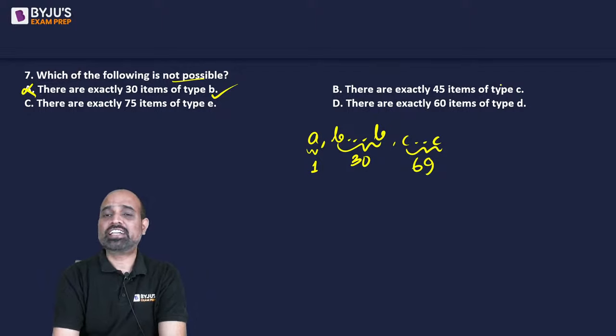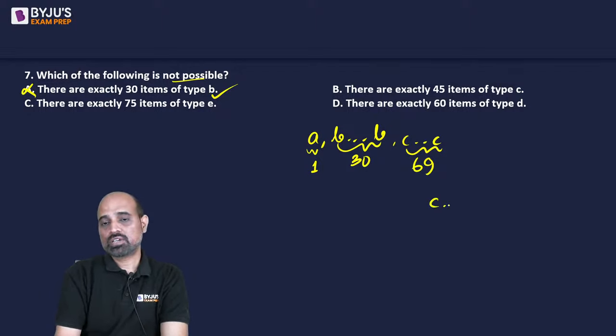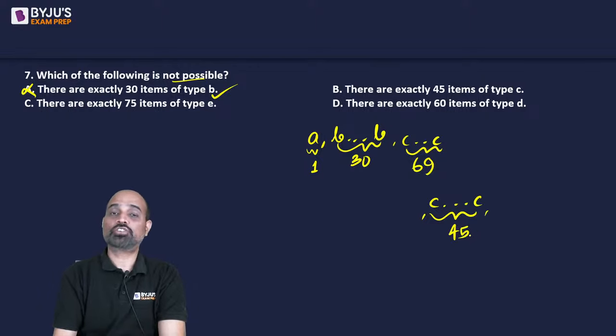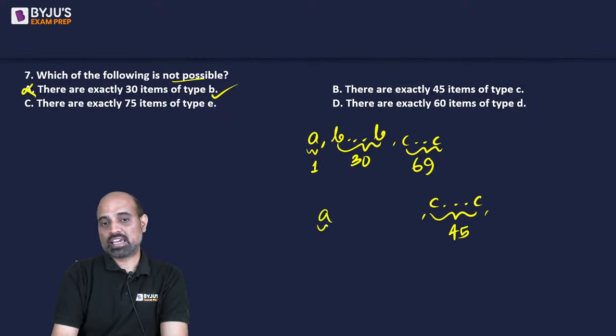There are 45 items of type C. So if you're talking about 45 items of type C out of 100, we are left with 55 items. 55 items में से A तो एक ही है. There is only one diamond ring, right? And that means the remaining 54 are B.